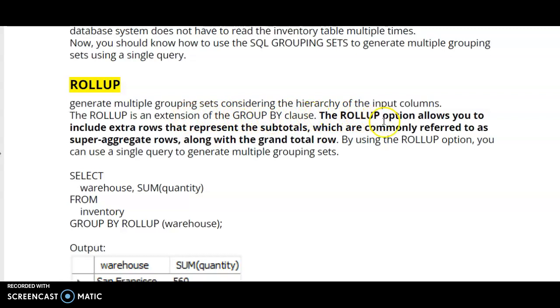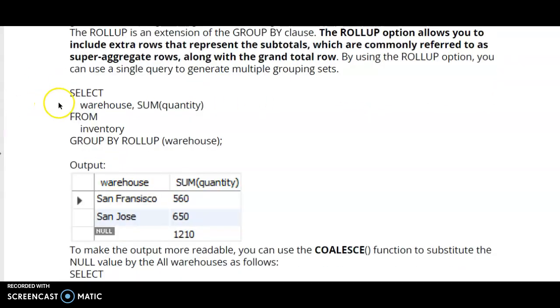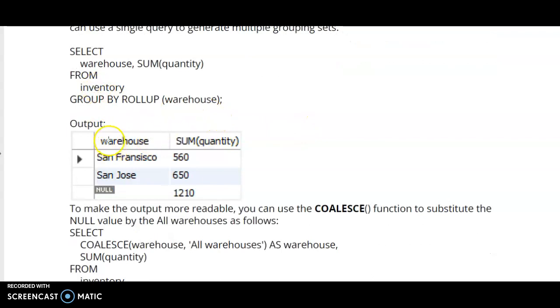The ROLLUP option allows you to include extra rows that represent the subtotals, which are commonly referred to as super-aggregate rows, along with the grand total rows. By using the ROLLUP option, you can use a single query to generate multiple grouping sets. In this query, SELECT warehouse, SUM(quantity) FROM inventory GROUP BY ROLLUP (warehouse). These are the output: warehouse, sum quantity. These are the sum quantity as per the warehouse, 560, 650, and this is the total here, 1210.